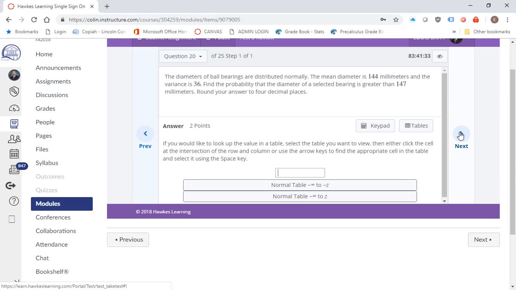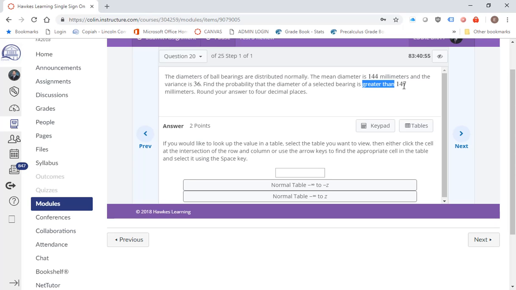All right, so now I'm going to show you how the area under the curve can be used for probability. This problem says the diameters of ball bearings are normally distributed. The mean diameter is 144 millimeters, and the variance is 36. That's important that it says variance. Find the probability that the diameter of a selected bearing is greater than, that's also important, greater than 147.